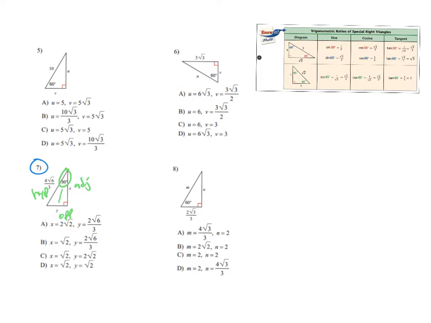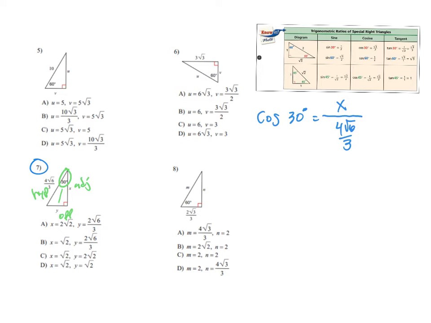So let's try and get the x first. I'm just going to go in alphabetical order. So that would be adjacent over hypotenuse. That is cosine of 30 degrees equals adjacent, which is x. And I'm going to make a complex fraction, but don't panic. 4 square root of 6 over 3.